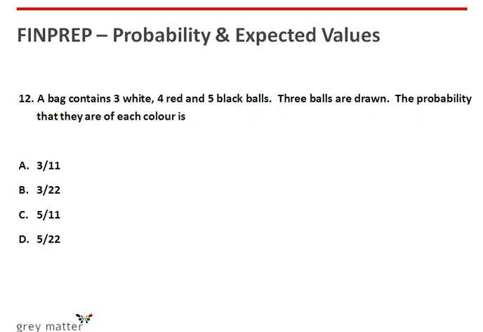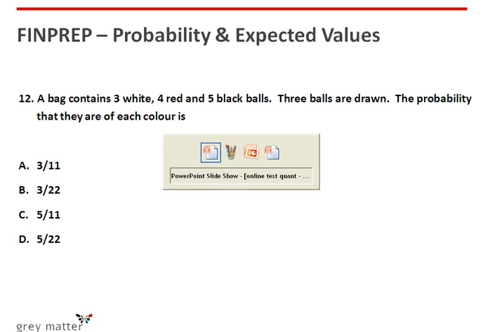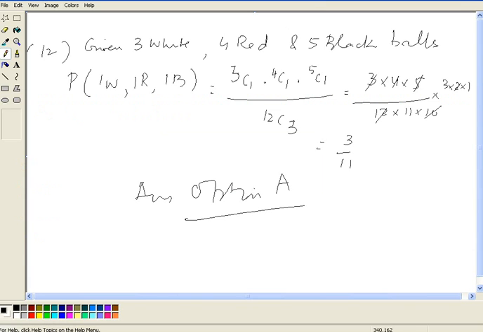12th question, a bag contains 3 white balls, 4 red and 5 black balls. 3 balls are drawn at random. The probability that they are of each color is worked out as follows. Given these things, 3 white, 4 red and 5 black balls. Now probability of picking 3 balls such that each one represents one color.